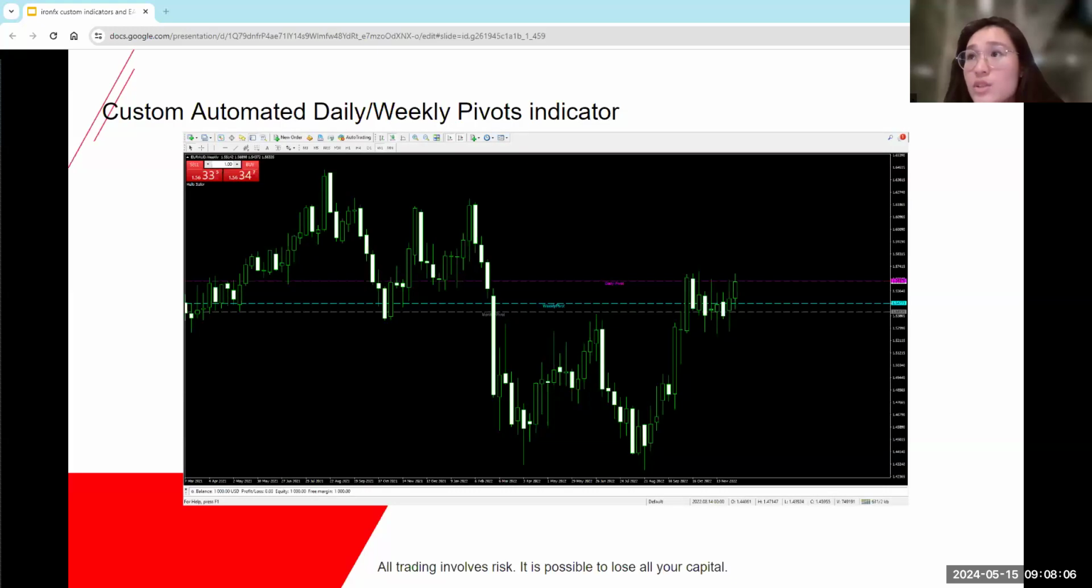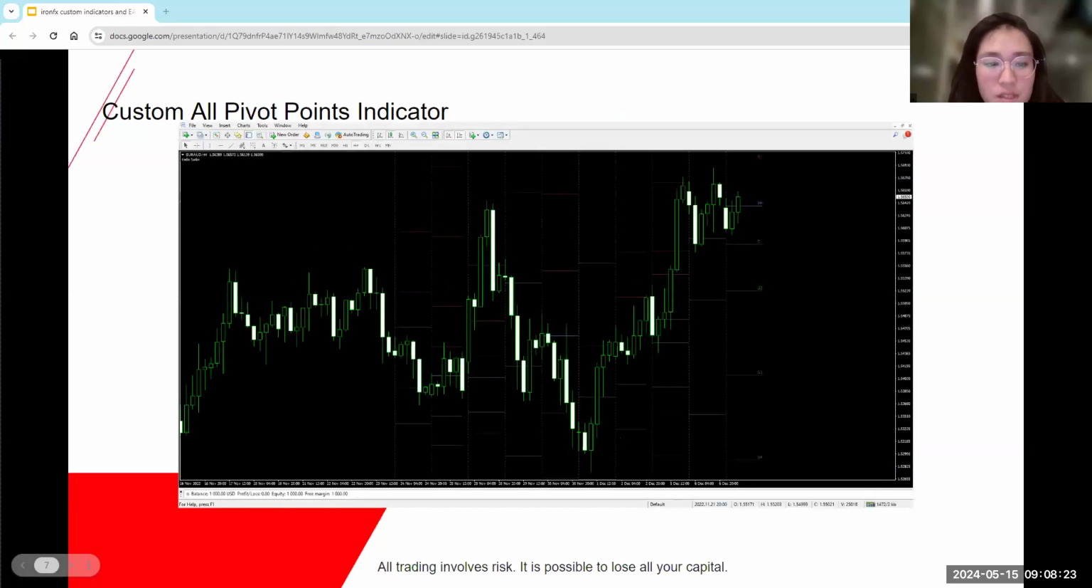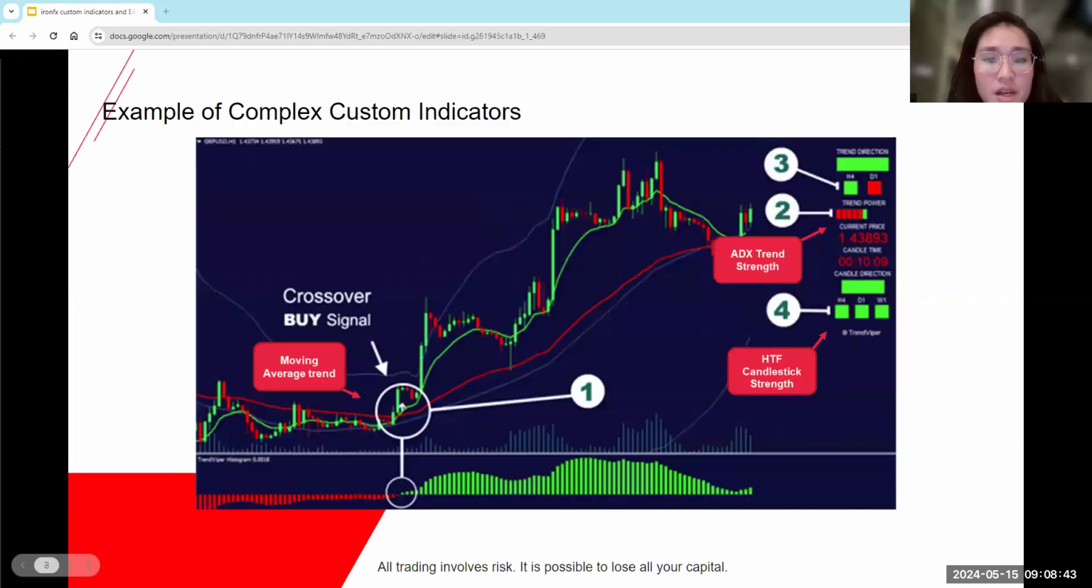So here's an example of a custom automated daily and weekly pivots indicator. You can see here the daily line is the purple line, weekly is the blue line, and then our monthly pivot is the gray line. Another example of a pivot points indicator, you can see here, it basically works like your normal pivot points indicator, where it has your pivot point, your S1, S2, and R1, which are basically your support and resistance levels. So those are pretty simple indicators.